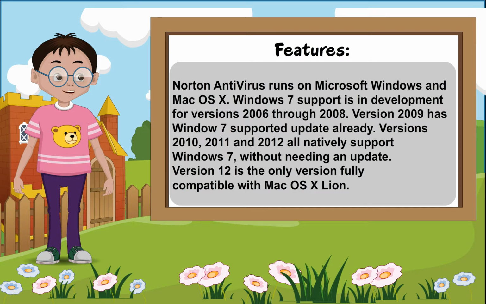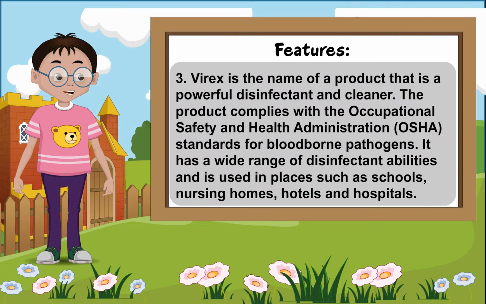Windows 7 support is in development for versions 2006 through 2008. Version 2009 has a Windows 7 supported update already. Versions 2010, 2011, and 2012 all natively support Windows 7 without needing an update. Version 12 is the only version fully compatible with Mac OS X Lion.